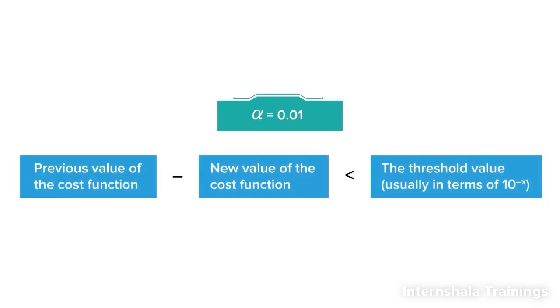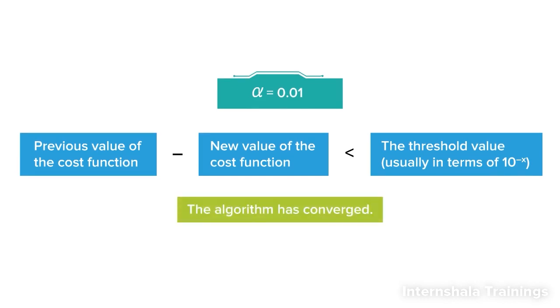0.01. Once we have updated the values of m and c, we repeat the process and calculate the new predictions and new value of the cost function. If the difference between the new value of the cost function and the previous value of the cost function is less than a threshold value, usually in terms of 10 raised to the power minus x, we say that the algorithm has converged and we can stop it. Else, we repeat the above steps till the time the algorithm converges.